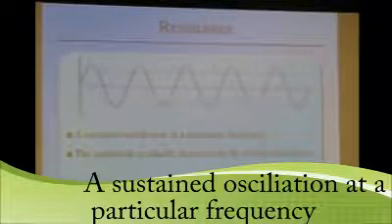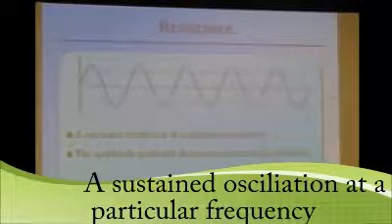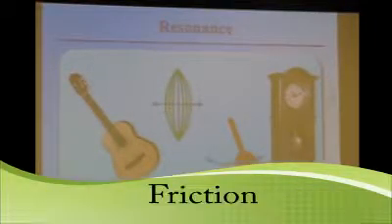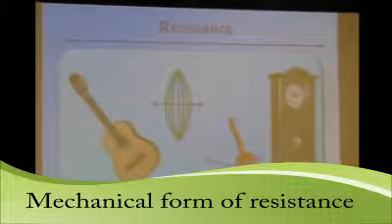Resonance is like the tone of a guitar string, or if you watch a clock pendulum go back and forth, you're seeing things that are resonant. A sustained oscillation at a particular frequency is resonance, and the amplitude generally decreases as the energy dissipates. Many people see these and think the thing is perpetual, but it's not. People actually have to wind these things up and give the pendulum a swing to keep them going. They're very low friction, friction being the mechanical form of resistance, but they're not perpetual. The amplitude gradually decreases as their energy dissipates.